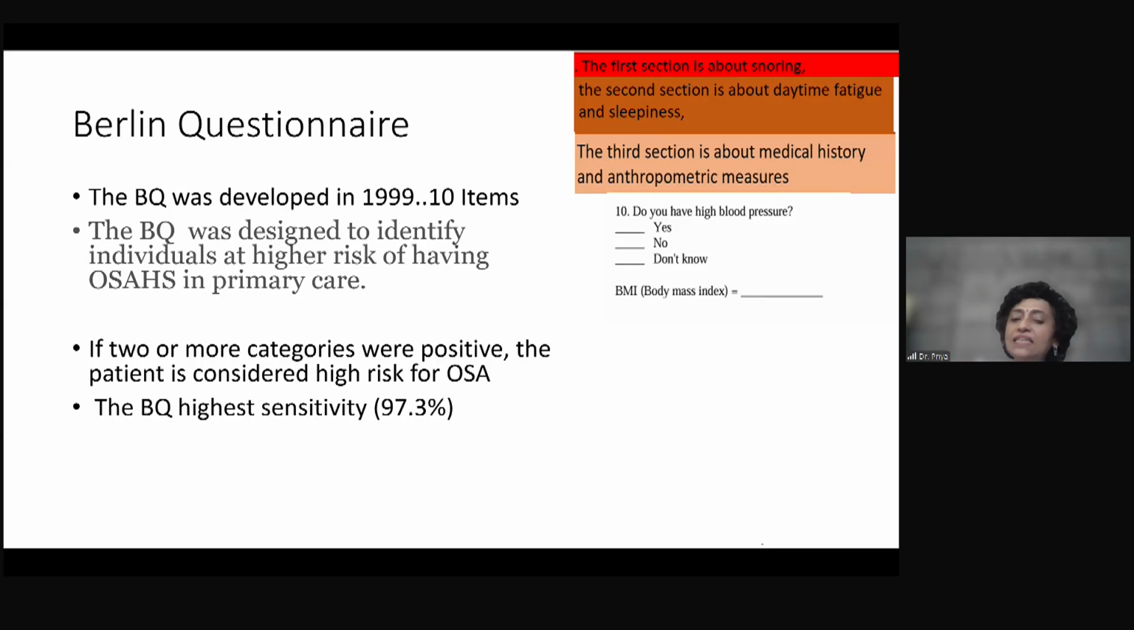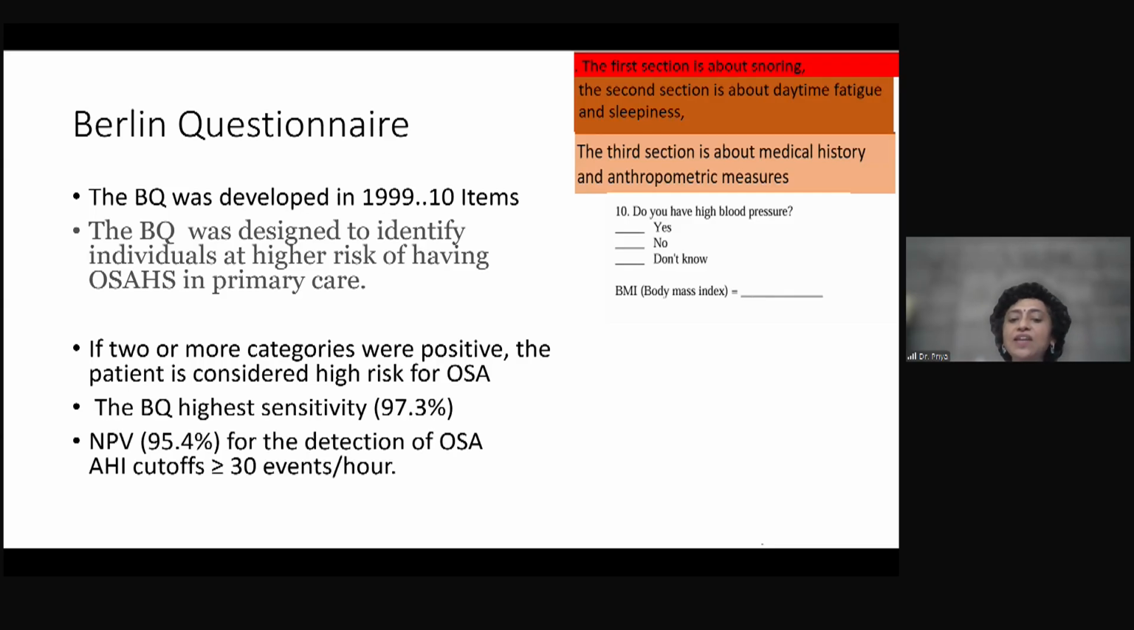The Berlin has the highest sensitivity and can detect OSA at a cutoff of more than 30. But when you reduce the AHI to less than 5, its sensitivity and specificity drop. Of course, in the community, we are not really looking at somebody with an AHI of 5. We are looking at moderate to severe OSA, where it does serve the purpose.